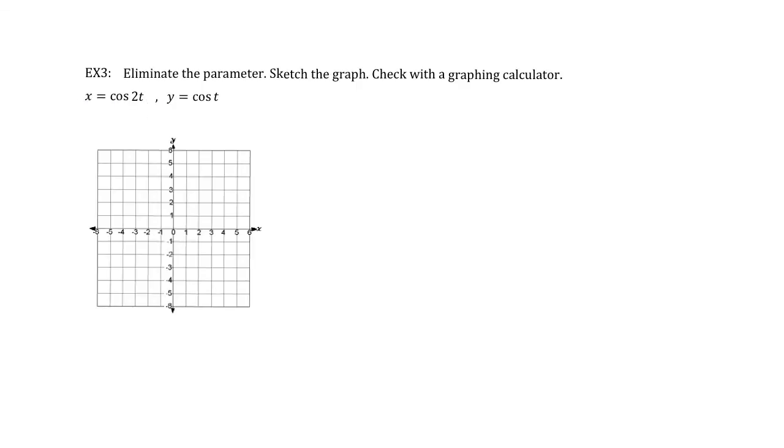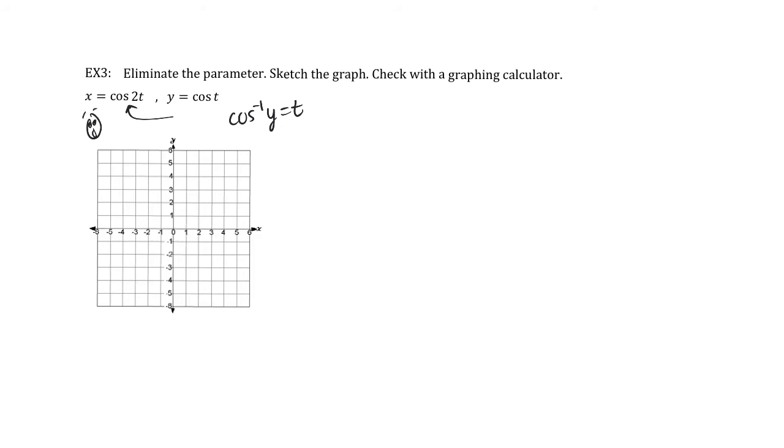Okay, first we're going to eliminate the parameter, and then we'll graph and check with a graphing calculator. Usually our step is to solve for t in one equation, but neither of these would be that simple to do. If I solve for t, I would have arc cosine of y is equal to t, and then I'm going to try and plug that in here. That looks really hard. That's me being very scared.